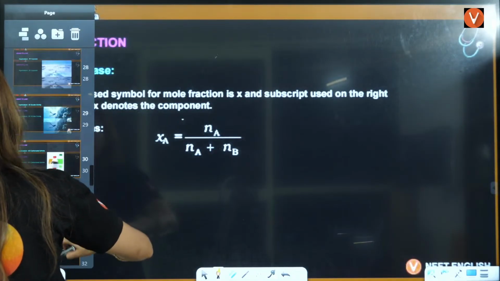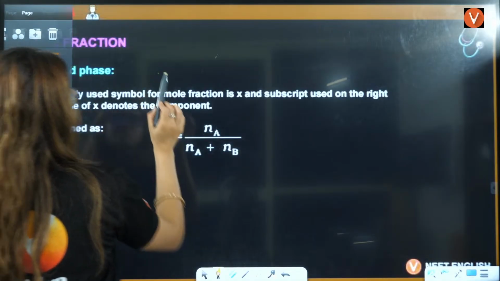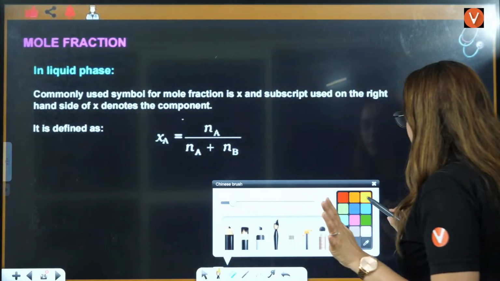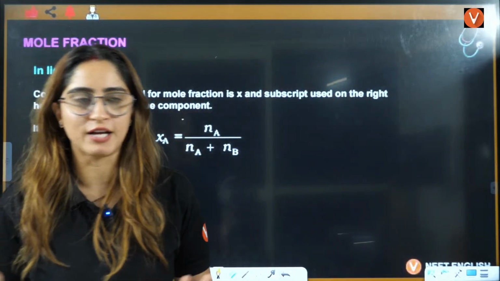Just give me a minute. Yes, that will be here. Chal. Understand firstly one thing, we are going to talk about both the mole fractions, okay?